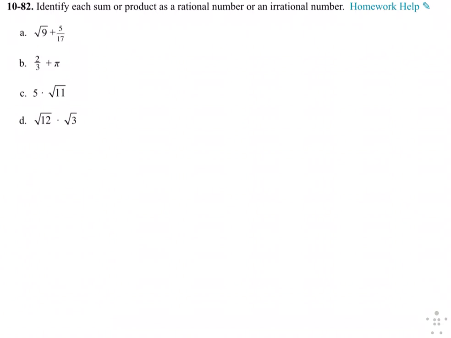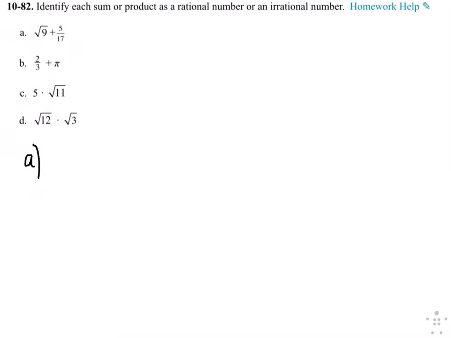Okay, rational or irrational. This is pretty straightforward, right? So, pretty much, if you can represent the number as a fraction, it's rational, otherwise irrational. Any square roots of non-perfect squares, irrational, right?